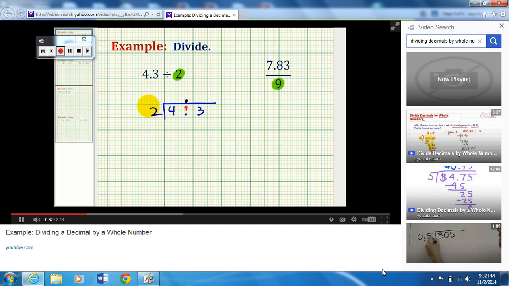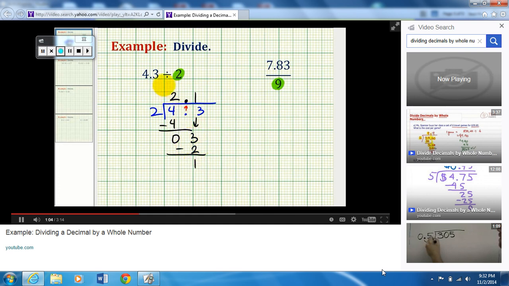We first ask how many 2's there are in 4. That would be 2. 2 times 2 is 4. And now we subtract. That would be 0. And now that we already have our decimal point in our quotient, we can go ahead and ignore it, so we'll just bring down the next digit, which is 3. Now we need to determine how many 2's there are in 3, and that would be 1. 1 times 2 is 2. And we subtract, and that would be 1.